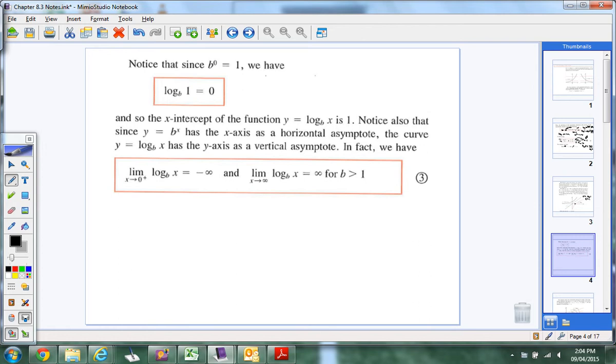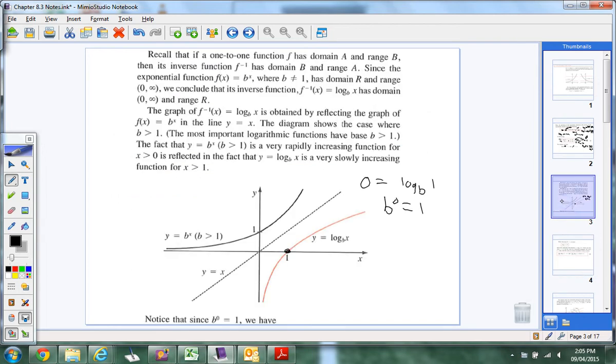A couple things to refresh as well. The logarithm of 1 is always 0. We just talked about that because anything to the power of 0 is 1. The y equals b to the x and y equals log base b of x have intercepts on opposite axes. The one from before created a y-intercept, this created an x-intercept, which makes sense because they're switching the x and the y to get the inverse.